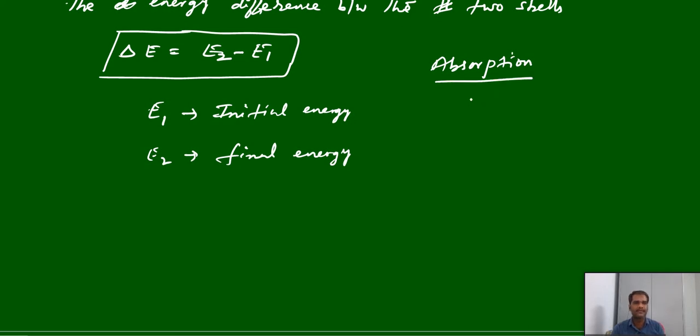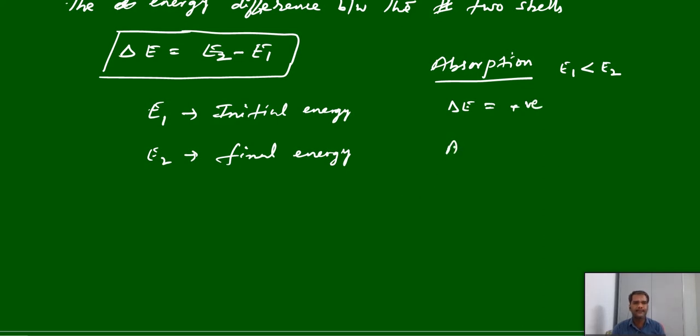Absorption means what? The electron jumps from lower energy to higher energy. Lower energy to higher energy means the initial energy is less than the final energy. Initially it is at a low energy level, so less energy, and then it goes to the higher energy level, where the energy is more. So in that case, you will get delta E positive.